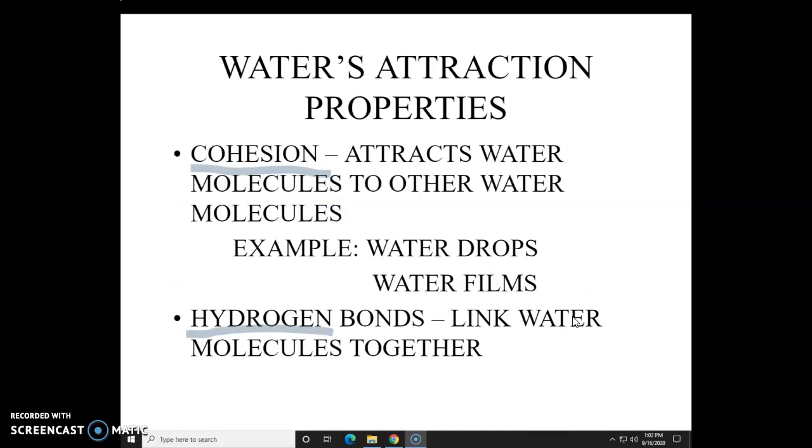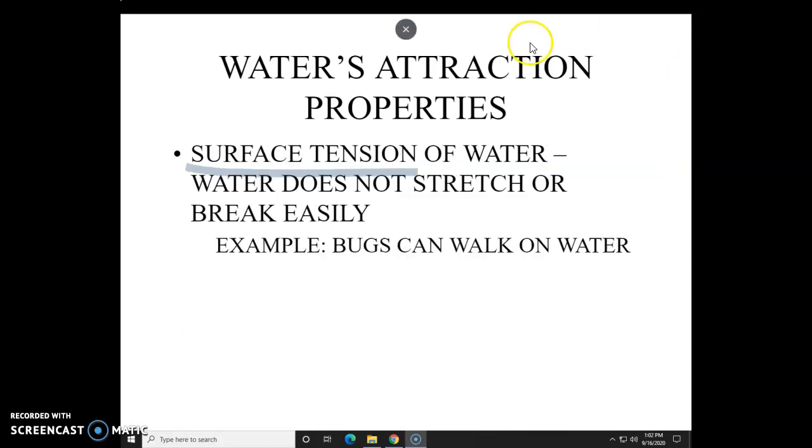Okay, water's attraction properties. When water molecules are attracted to other water molecules, that's called cohesion. That's how we have drops of water. And what causes that is these things called hydrogen bonds. They're weak bonds that hold molecules together at the surface. And this is often what causes this wonderful thing called a belly buster. If you've ever done that or ever landed in water and hurt yourself, that's the surface tension of water.